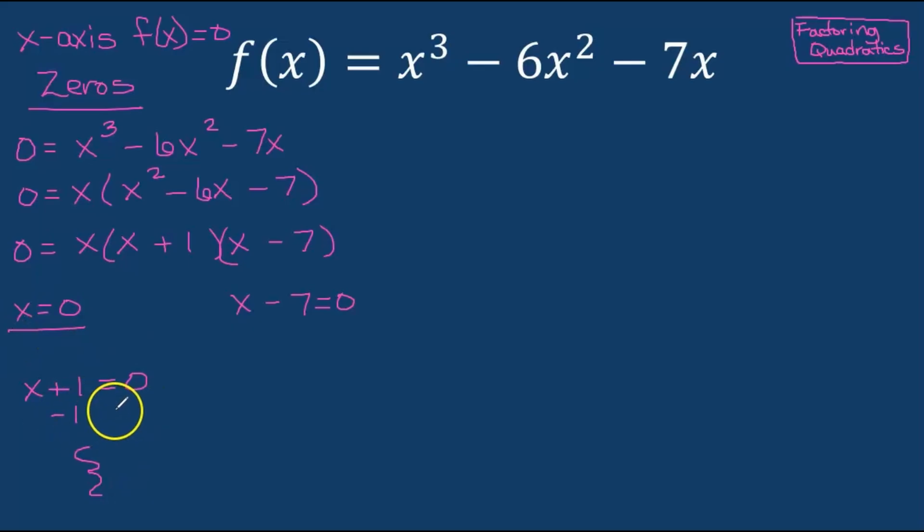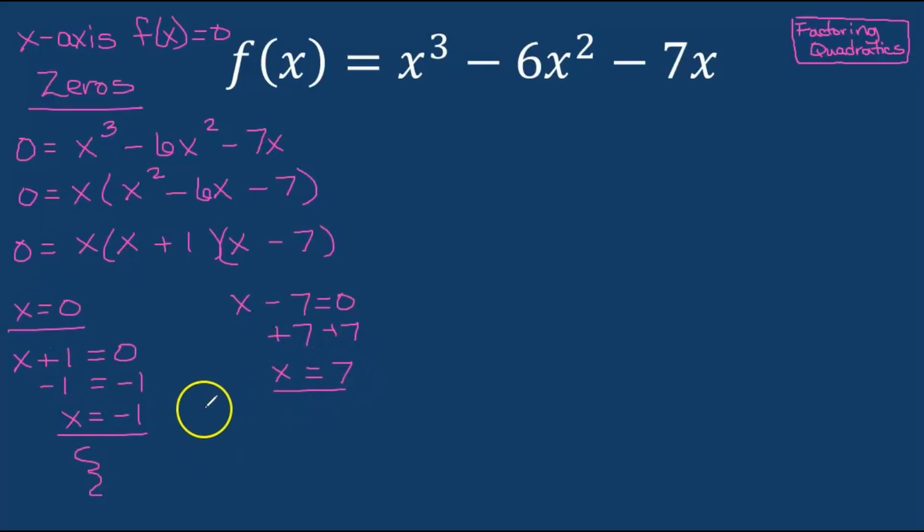In this case, I can subtract 1 from both sides, and I'm going to get x equals -1. Let's bump him up for a little more room. Here, we're going to add 7 to both sides. So we get x equals 7. So my solutions, put in order, are -1, 0, and 7. And so for this function, I have 3 total zeros.